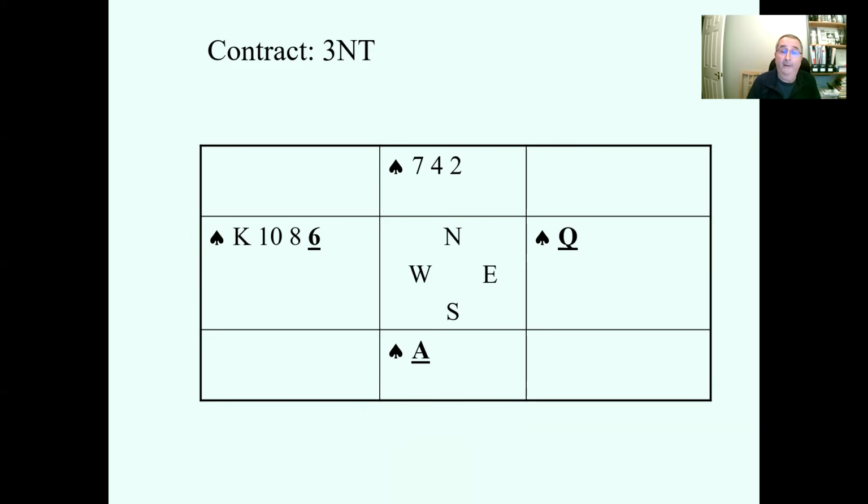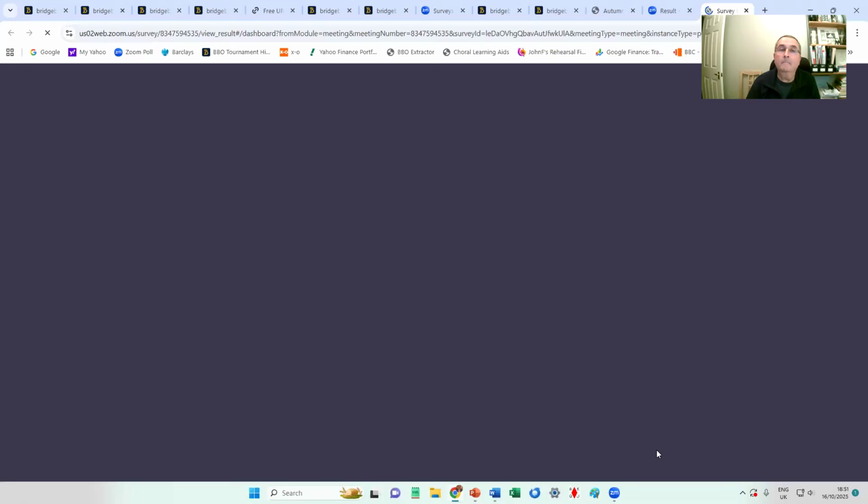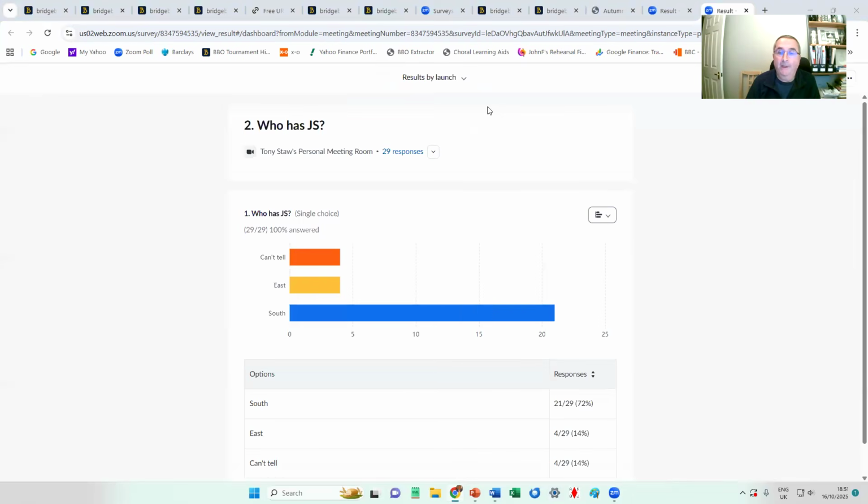On the other hand, let's suppose you lead the same card. This time your partner plays the queen, and that loses to the ace. I've got the second poll for you now, which is, who has the jack? And this time you've nearly all gone for south, although a quarter of you have either said east or can't tell.